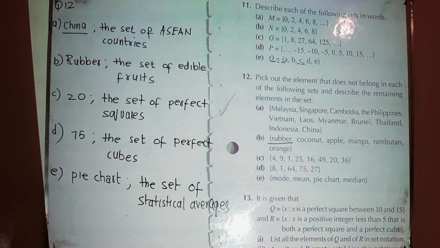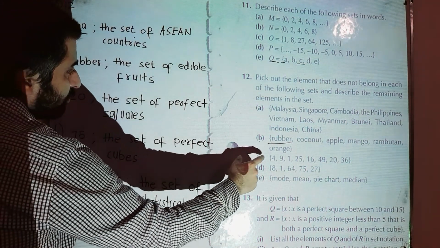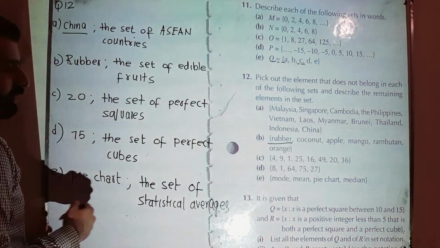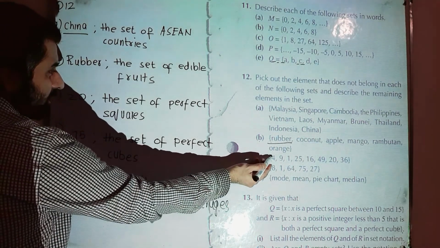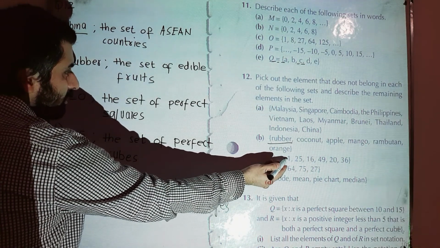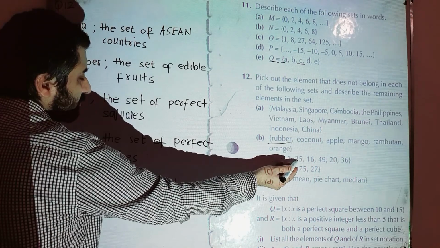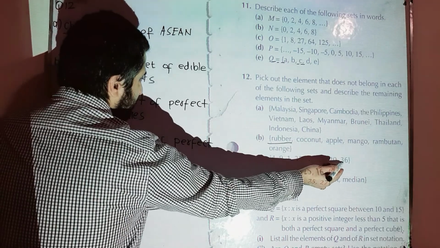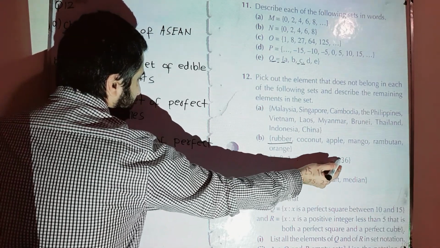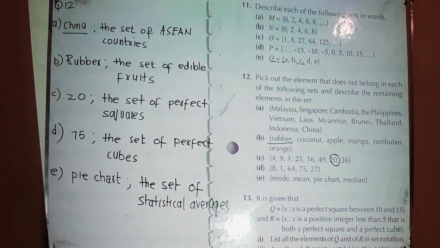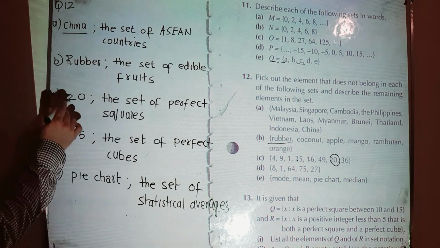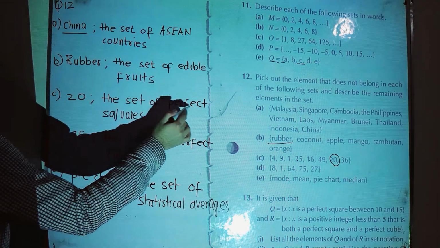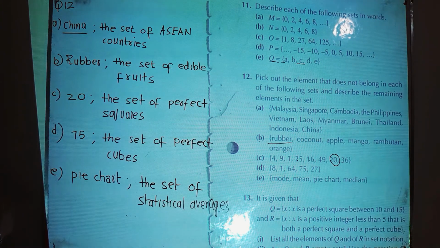In part C, 4, 9, 1, 25, 16, 49, 20, 36. Now we have 4, a square of 2, 9, square of 3, 1, square of 1, 25, square of 5, 16, square of 4, 49, square of 7, 36, square of 6. What about 20? 20 is not the square of any number. 20 is the one that doesn't belong to this set, while the other elements are the set of perfect squares.